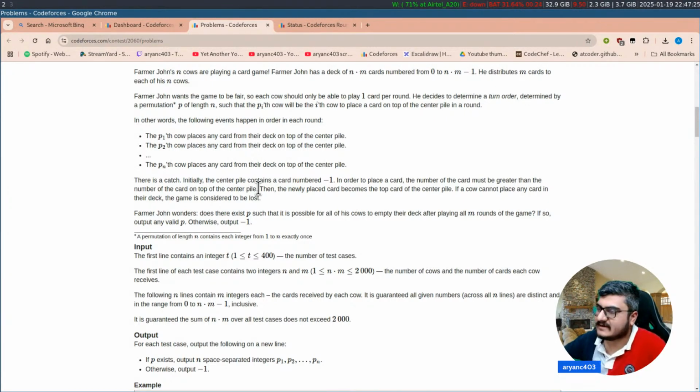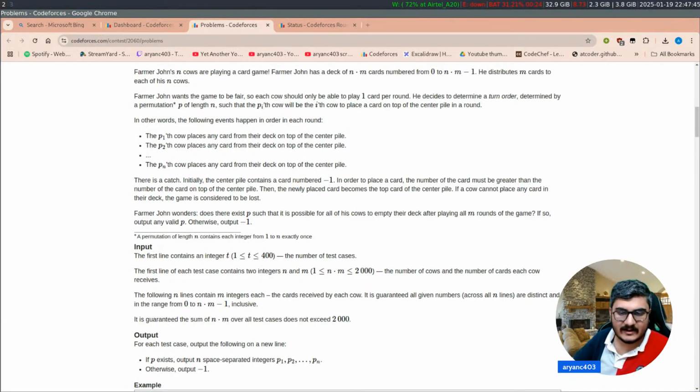If a cow cannot place any card from their deck, the game is considered to be lost. Farmer John wonders whether there exists a permutation p such that it is possible for all cows to empty their decks, playing all m cards over m rounds. If so, output any p, otherwise output -1. So this was the problem statement.